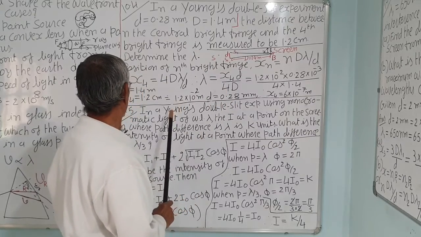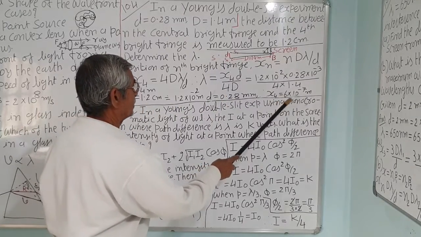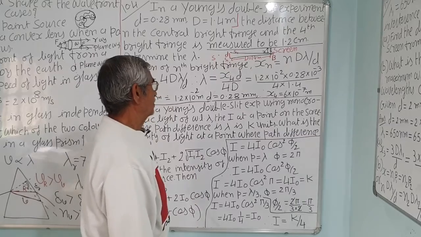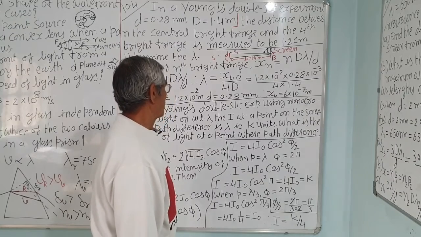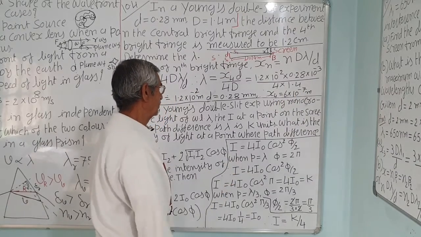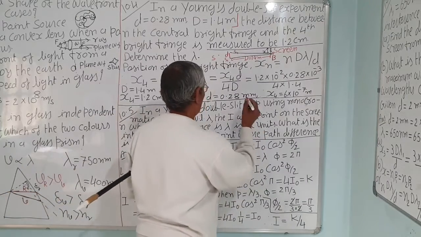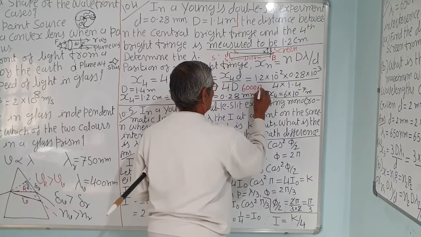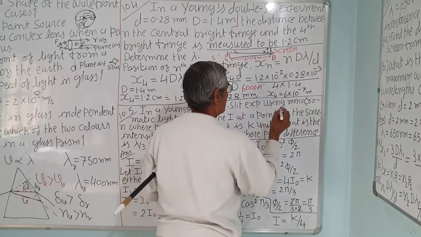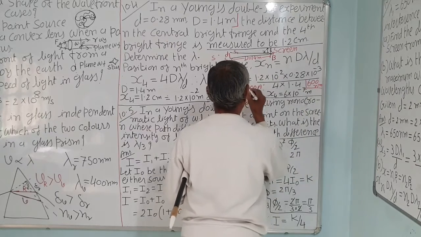This comes out, that is lambda is about 6 into 10 to the minus 7 meter, that is 6000 Angstrom unit or 600 nanometer. You can write the answer in any unit: 6 into 10 to the minus 7 meter, or 6000 Angstrom, or 600 nanometer. You can write this answer in any way.